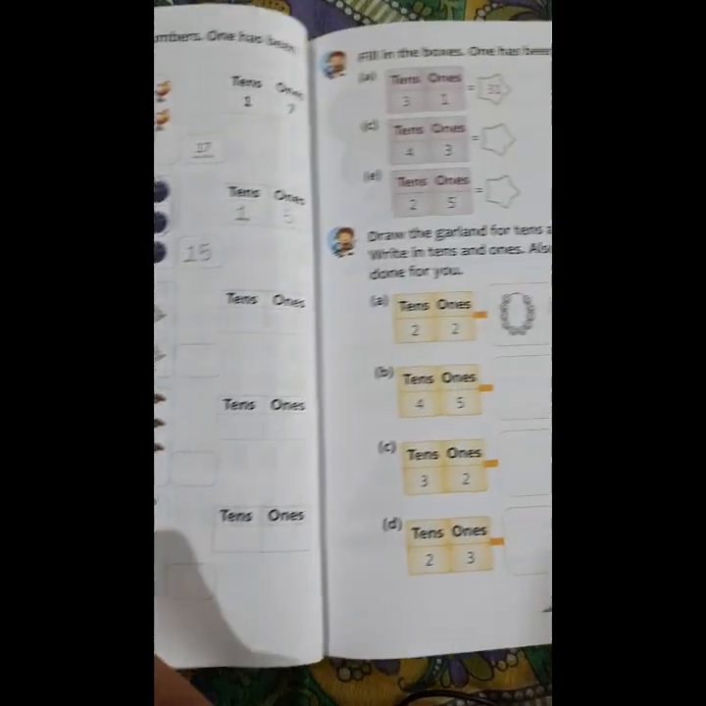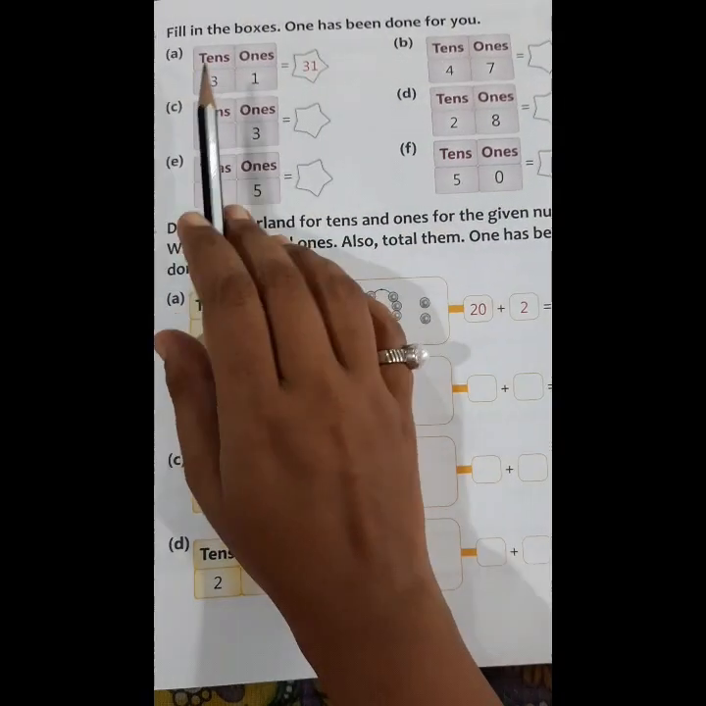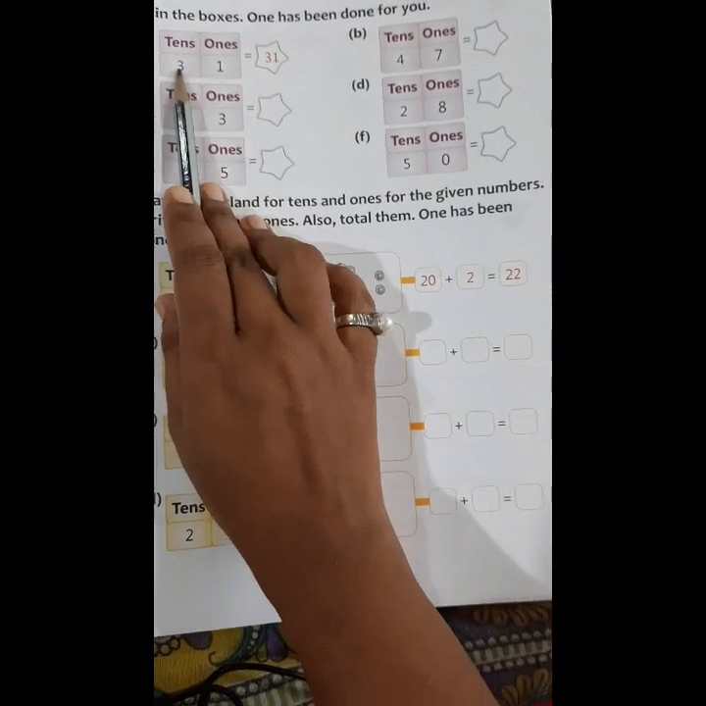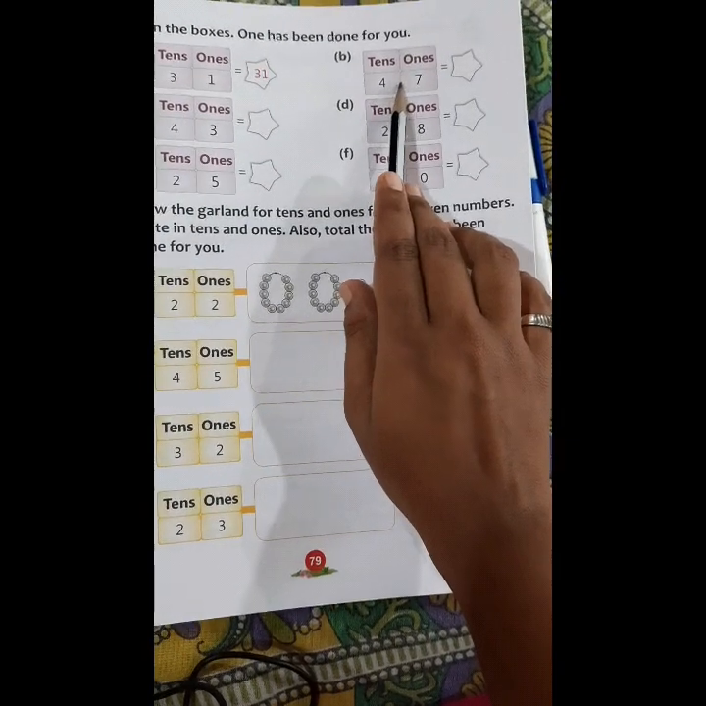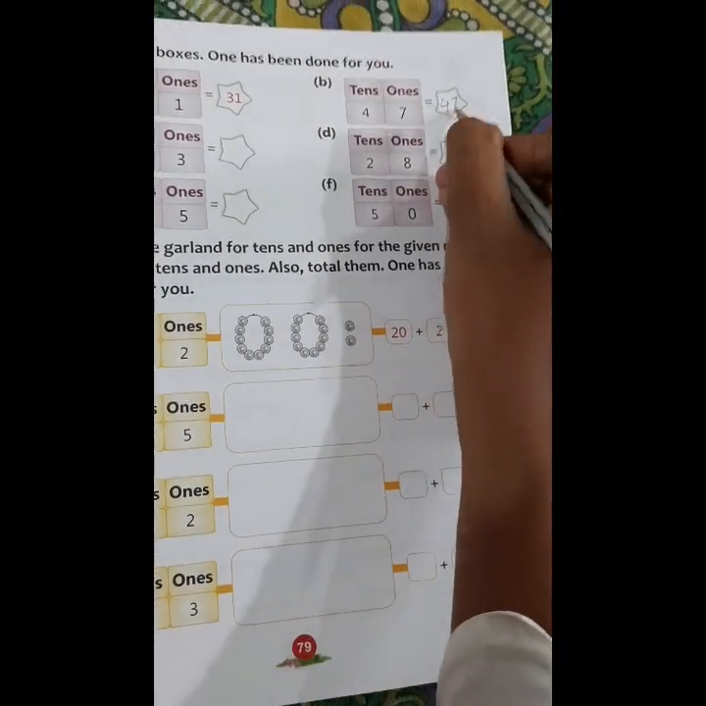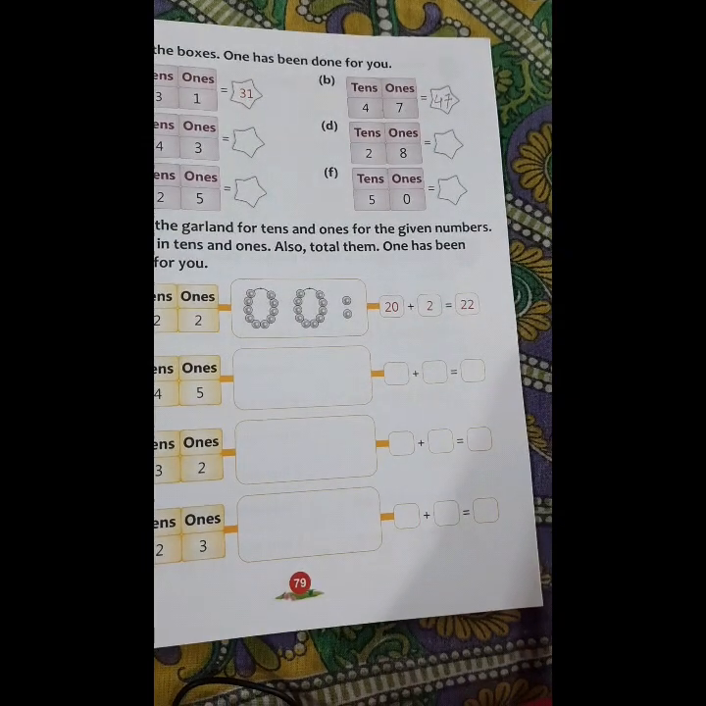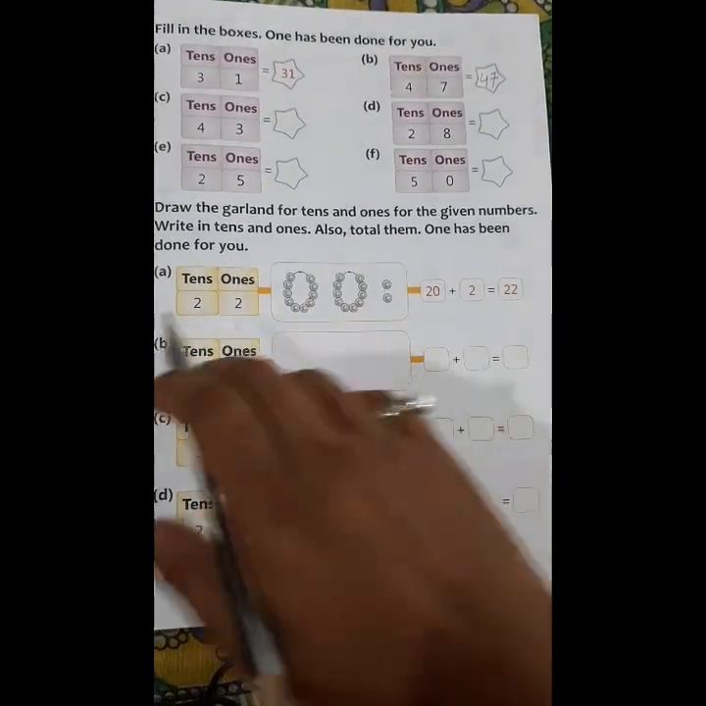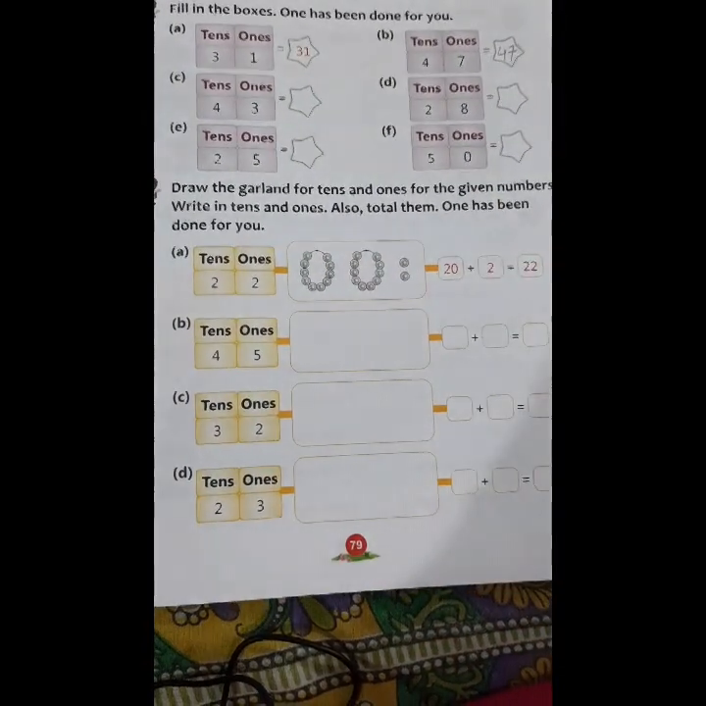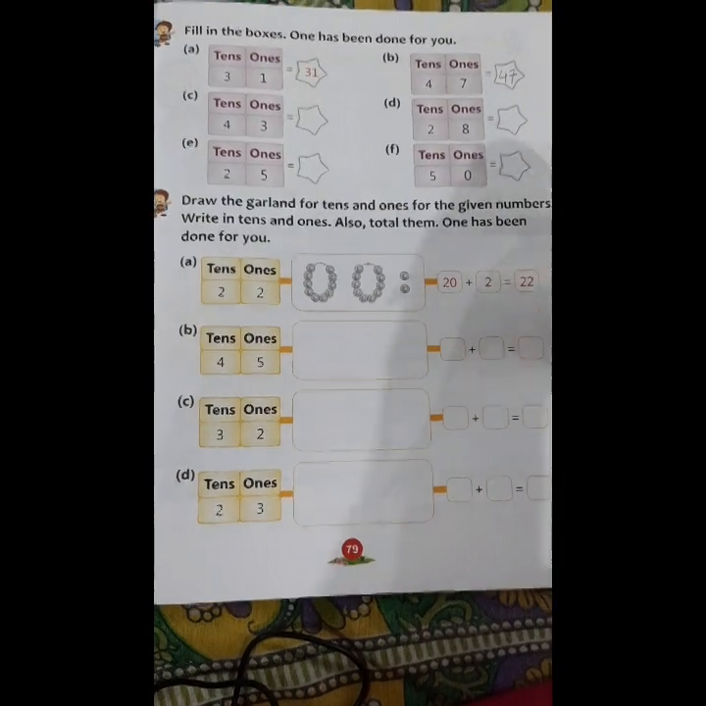Now move forward with page number 79. Tens and ones are given. We have to write this. 3 tens, 1 one. So 31. B. 4 tens and 7 ones. What does it give? 47? Yes, so write over here 47. Again, C, D, E, F you have to do by yourself as homework.